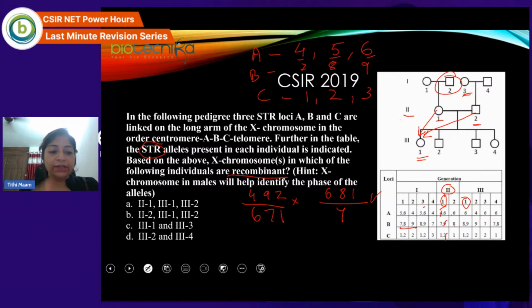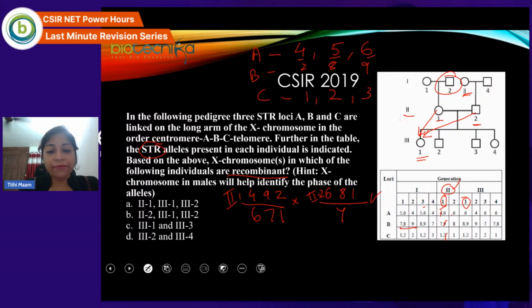All right, so let me repeat. Many people have asked for a repeat. See how we wrote down this genotype. Who are they? First of all, this is the genotype of 2-1 and this is the genotype of 2-2. How did we write it down?